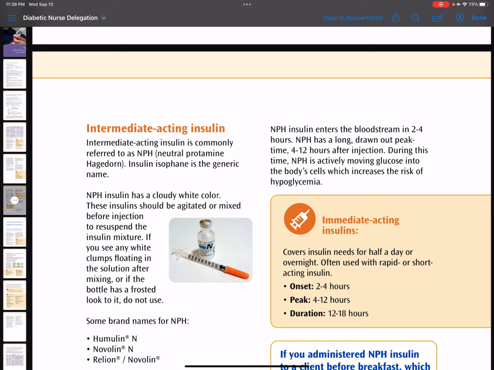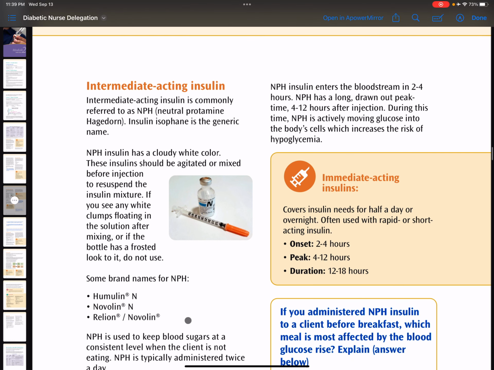The intermediate acting insulin, their onset is 2 to 4 hours, their peak is 4 to 12 hours, and their duration is 12 to 18 hours. And some brands for NPH are Humulin N and Novolin N.